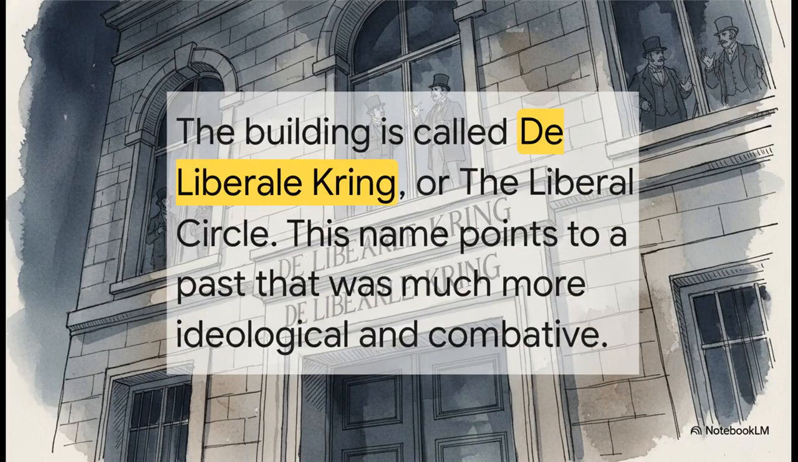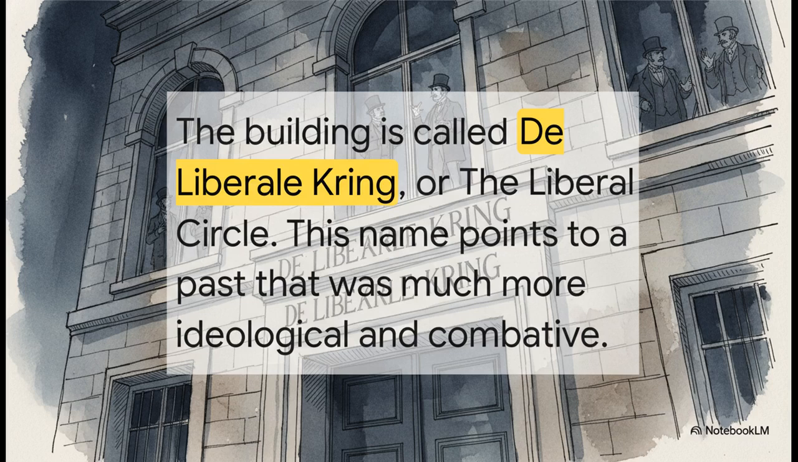But the name on the front of the building is our first big clue that there's way more going on here. The Liberale Kring, the liberal circle. Now, that doesn't sound like your average community center, does it? It hints at a past that was way more ideological, maybe even a little combative.